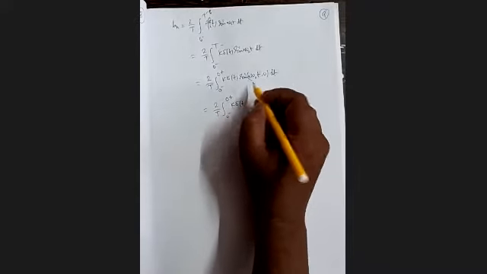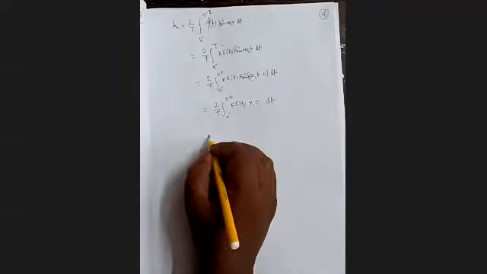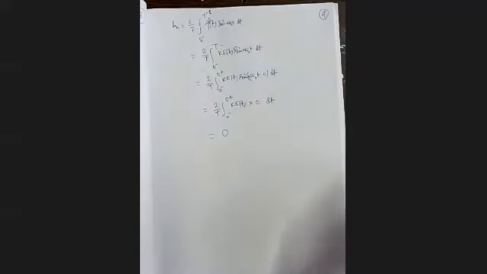But sine 0 is what? 0. So the result is 0. So Bn is 0.